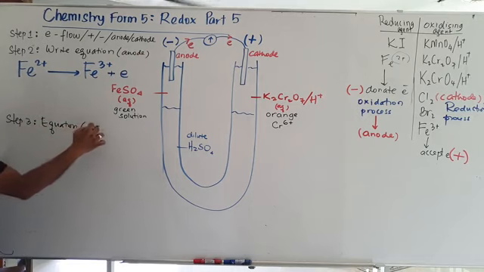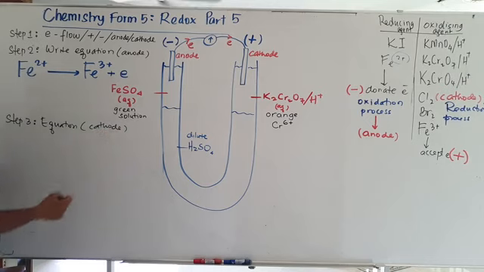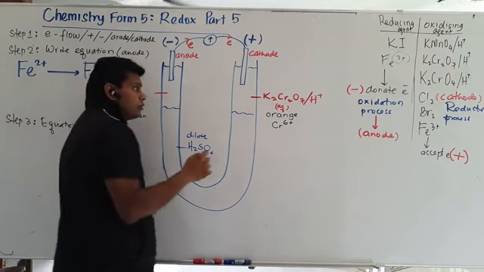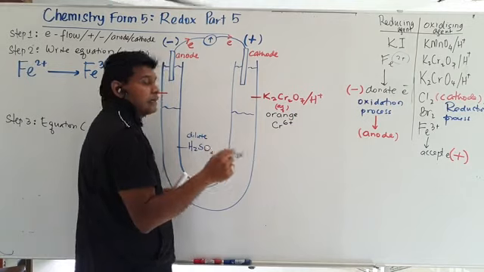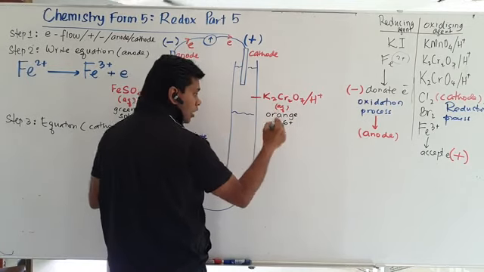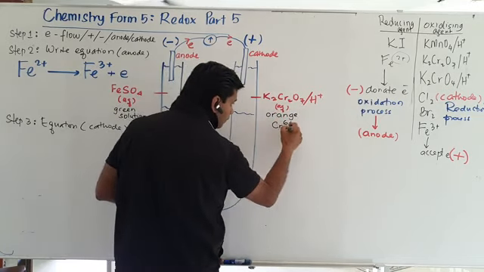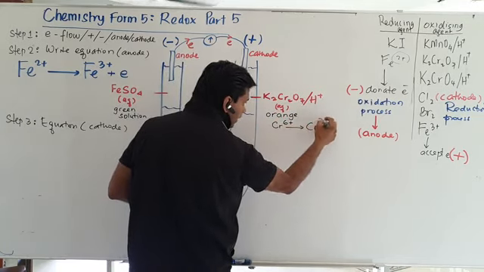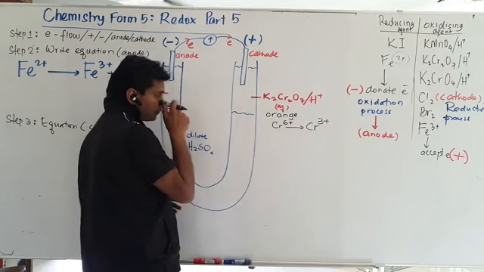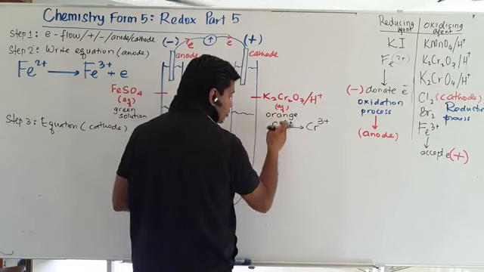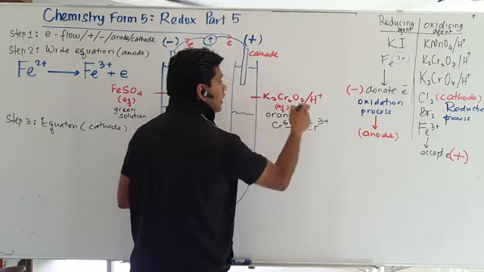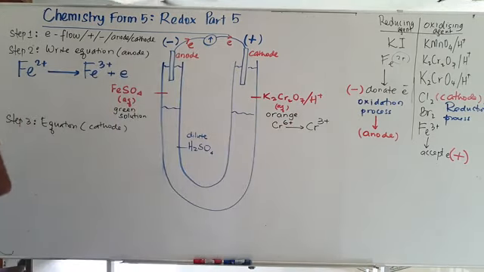Let's write the equation on the cathode side. What you need to know is this is 6 plus. The 6 plus in all chromates, after the process of reduction, will become Cr3 plus. In other words, it is going to accept 3 electrons. So let's write it down first. I'm going to write dichromate.